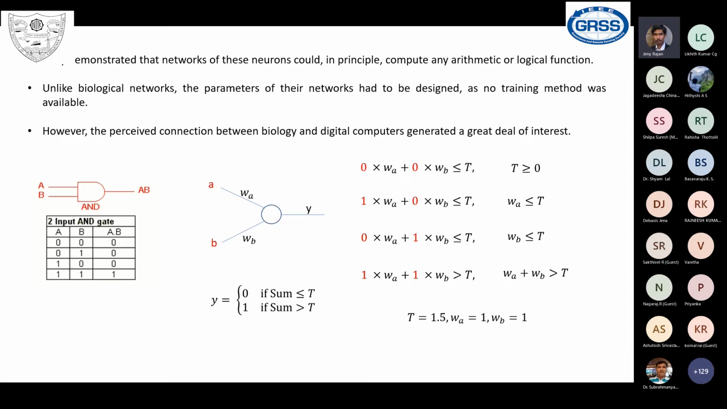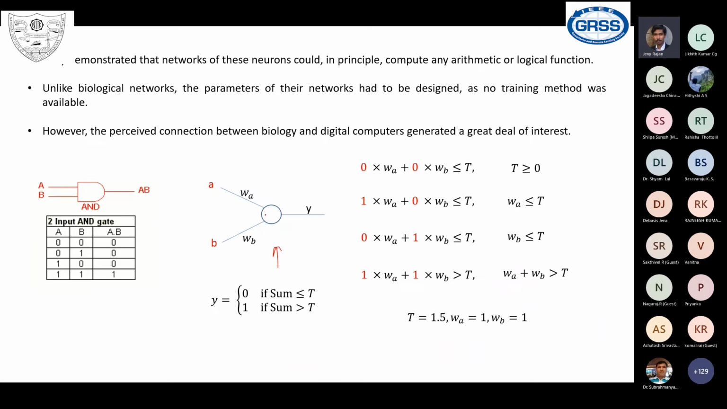So we will see how we can use this MP model to develop an AND gate. Developing an AND gate in the sense I want this neuron to act like an AND gate. You know the truth table of the AND gate, right? The AND gate will fire when all the inputs are 1. Otherwise, the output will be 0. This is what we want to do with this artificial neuron. So this is how my neuron looks like.